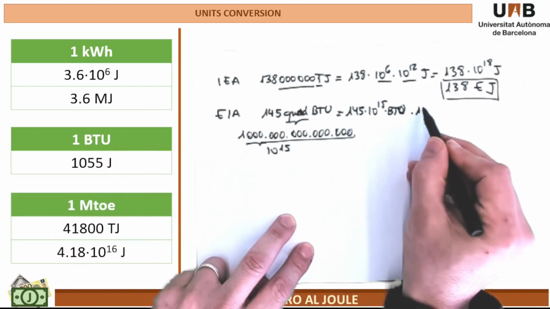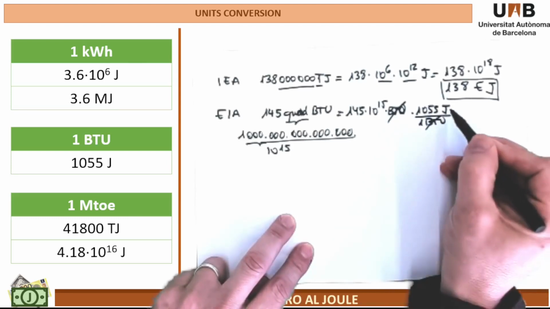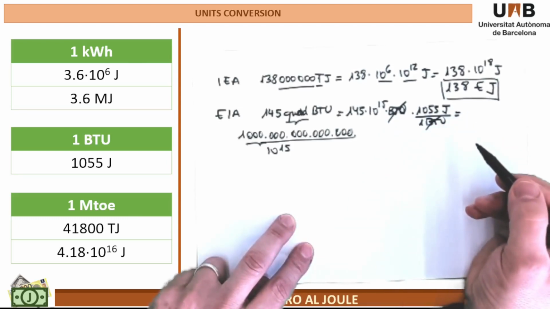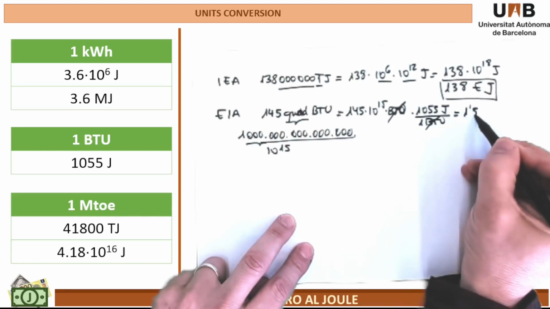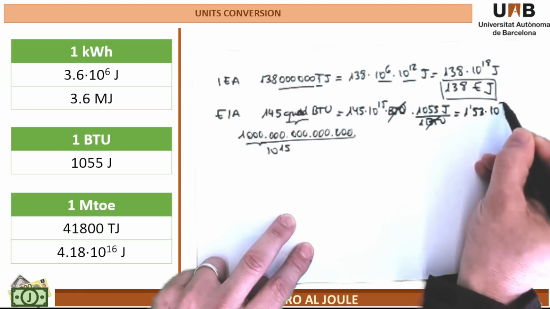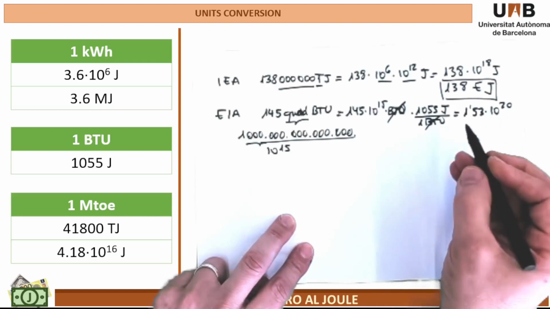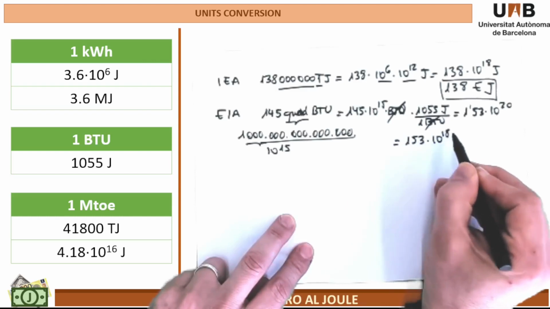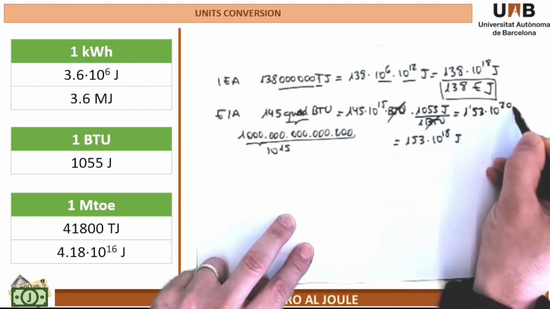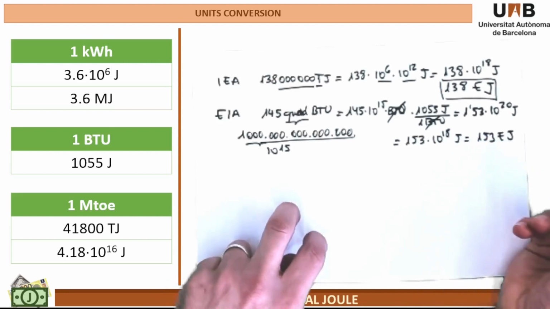the same as saying that 1,055 joules is the same as 1 BTU, to cancel the BTU, and the result is 1.53 10 to the 20. This multiplication, that is the same as saying 153 10 to the 18 joules. These are joules, and this is 153 exajoules.